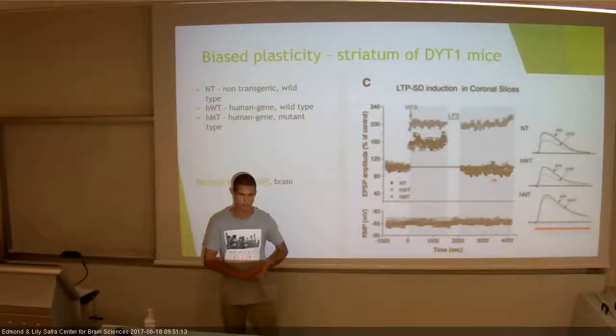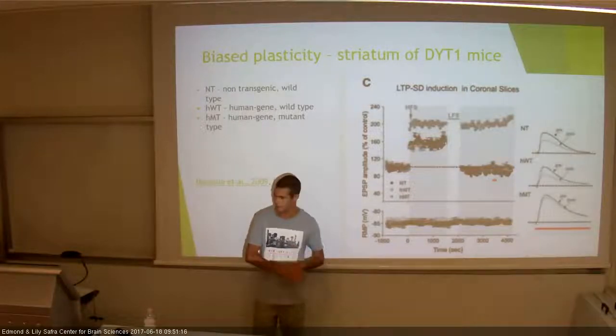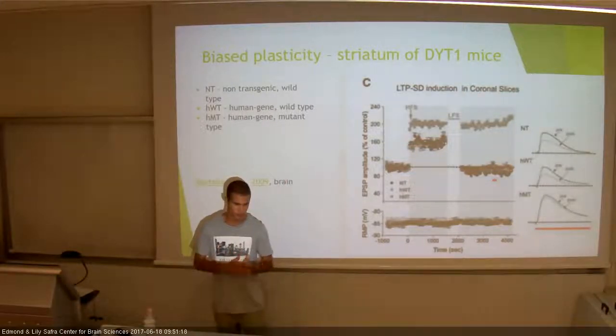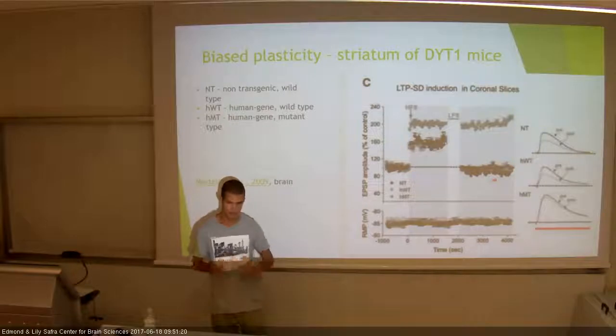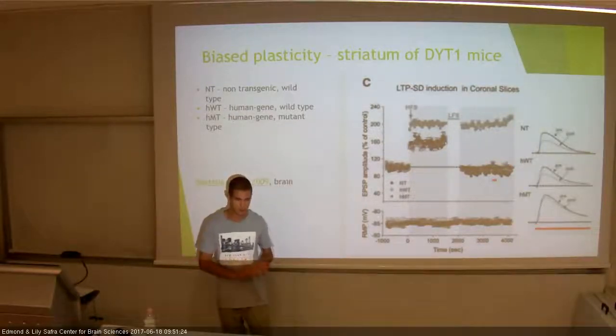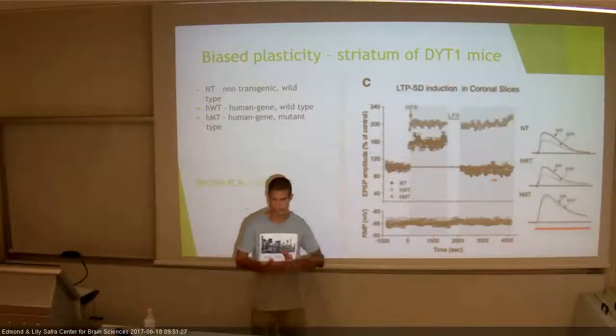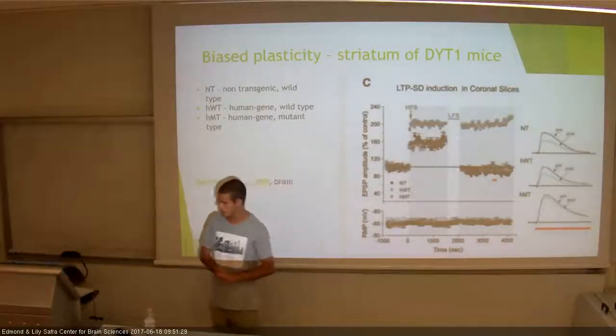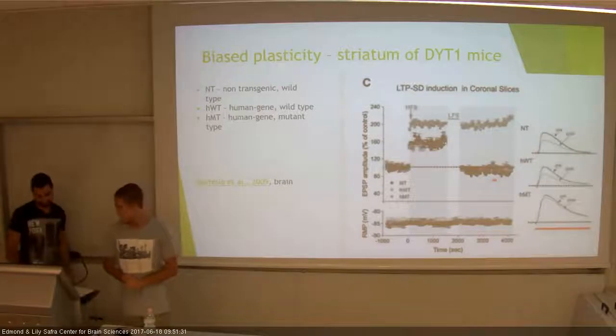Let's summarize a little bit what we saw here. So we know that there is some bias in the synaptic plasticity in the mice. Let's see if we can find any behavioral effects of this.